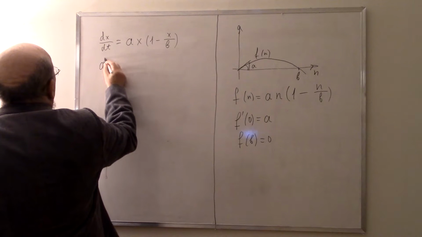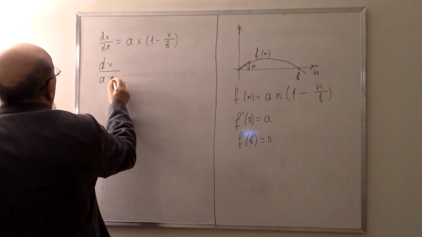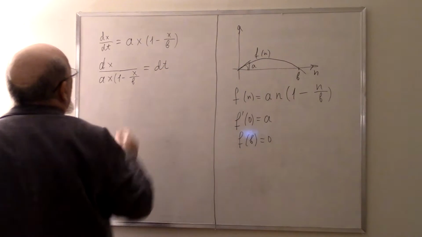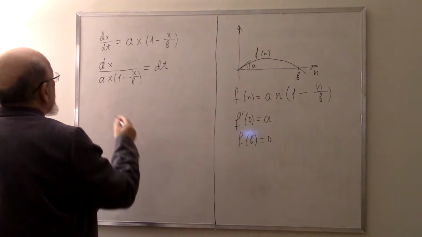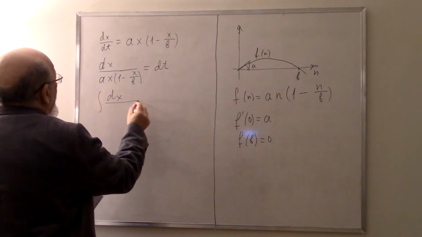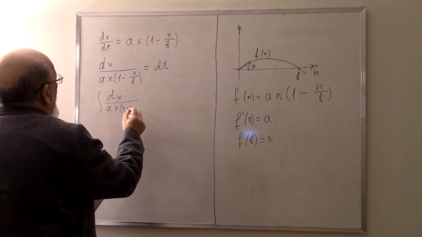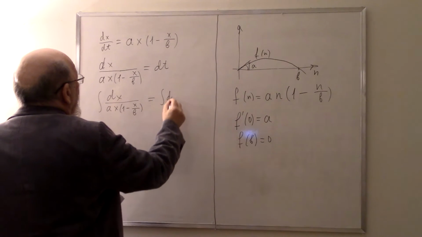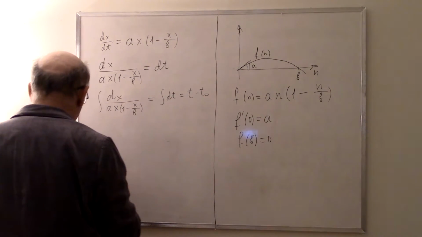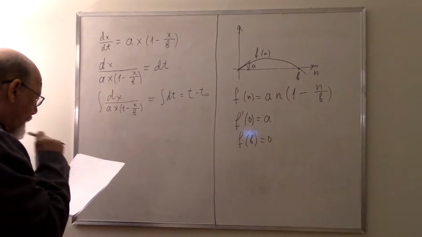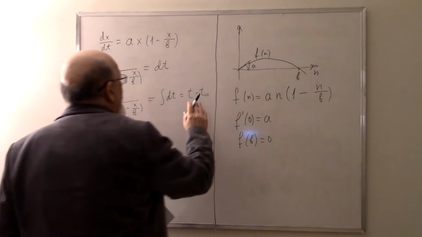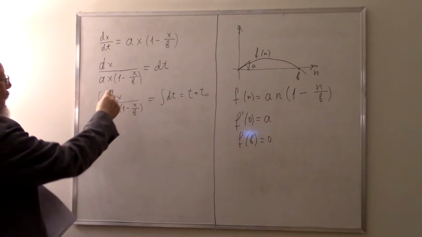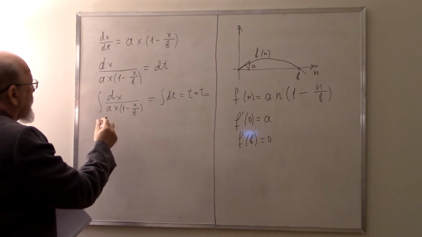So, dx divided by ax(1 - x/b) equals dt. Integral dx over ax(1 - x/b) equals integral dt, which equals t plus t0. Now we have to find this integral. Let us do it.